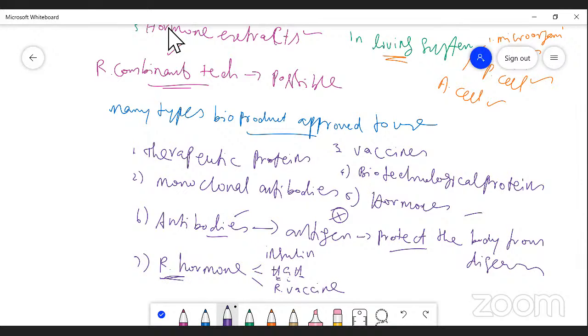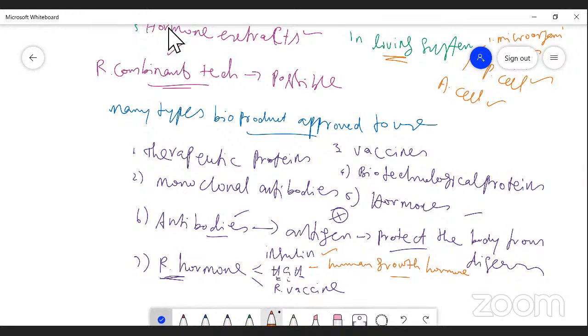Names of recombinant hormones: insulin, human growth hormone, that is called HGH, and recombinant vaccine. These bioproducts are approved for usage.